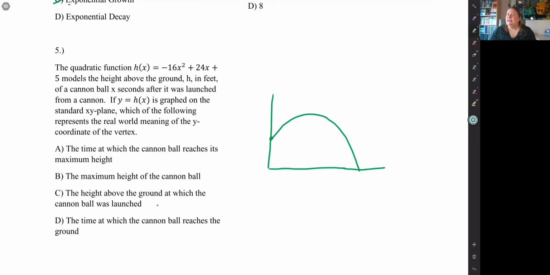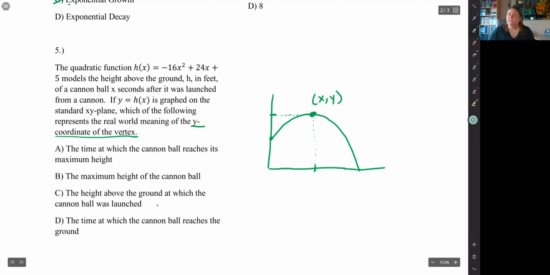The question here is, which of the following represents the real world meaning of the y coordinate of the vertex? So here's the vertex. The vertex has an x and a y coordinate, it is a point. The y coordinate will come over to this side, and the x coordinate will come down here.